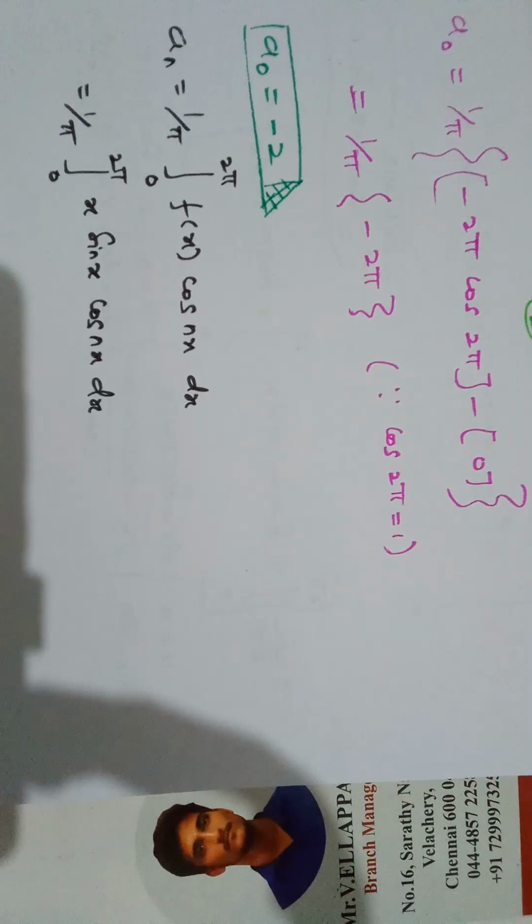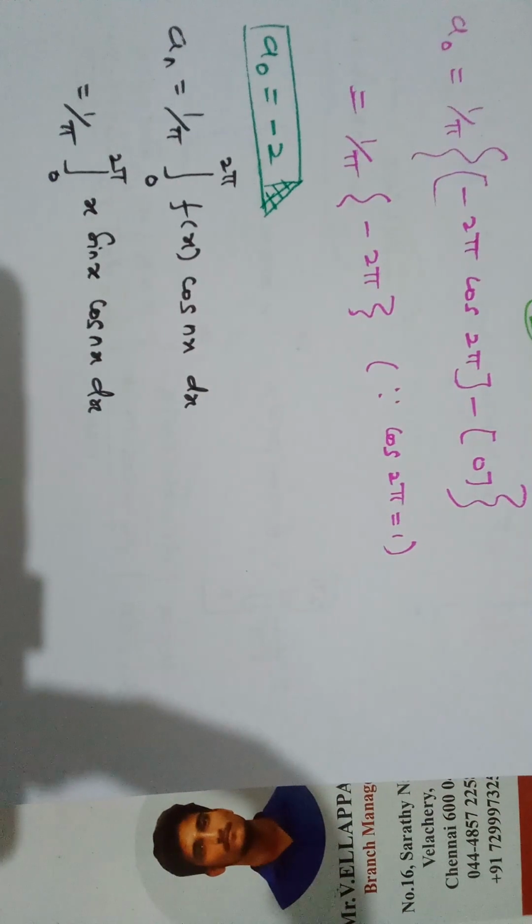a naught equal to 1 by pi. So substitute the upper limit minus the lower limit. So 1 by pi times minus 2 pi. What about cos 2 pi? Cos 2 pi is equal to 1. So the answer is a naught equal to minus 2. Isn't it?